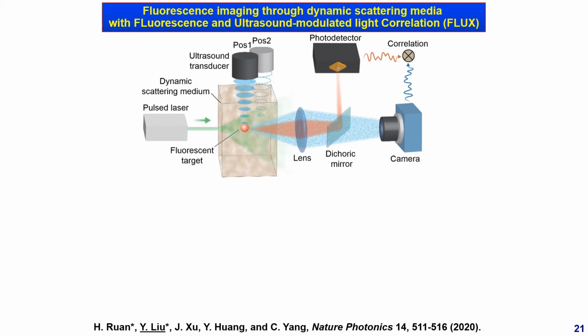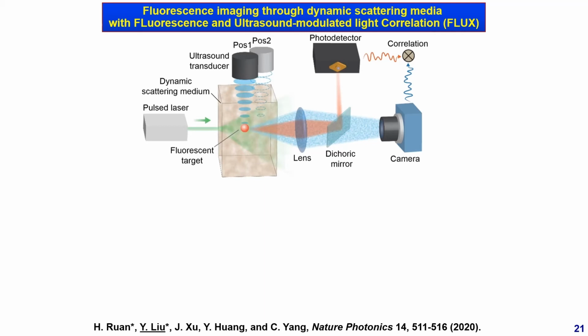Suppose we have some fluorescent beads that we want to image inside this dynamic scattering medium. We probe the sample with a pulsed laser beam. Similar to true focusing, we apply ultrasound to tag the photons that pass through the ultrasound focus, and we detect the ultrasound tagged light with this camera. Simultaneously, we detect the fluorescent light emitted from the object using this photodetector. Then, we calculate the correlation coefficient of the two signal traces.